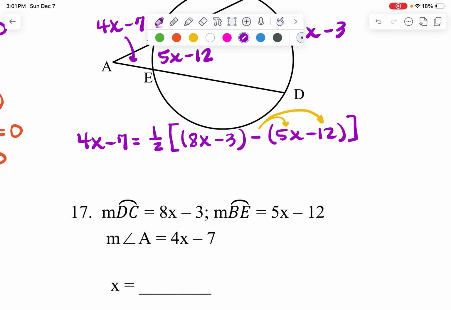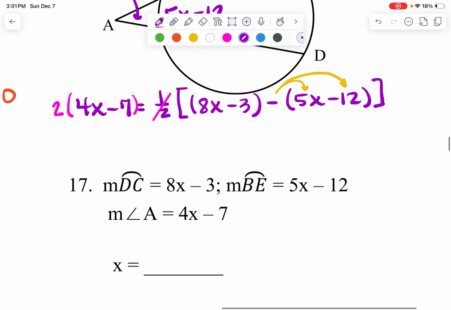Okay, now I'm also going to go ahead and get rid of my 1/2 by multiplying this side by 2, or both sides by 2, but that's just going to get rid of the 1/2. If you don't like solving it the way I'm doing it, then that's totally fine. We can all do it in different steps. We're going to get the same answer.